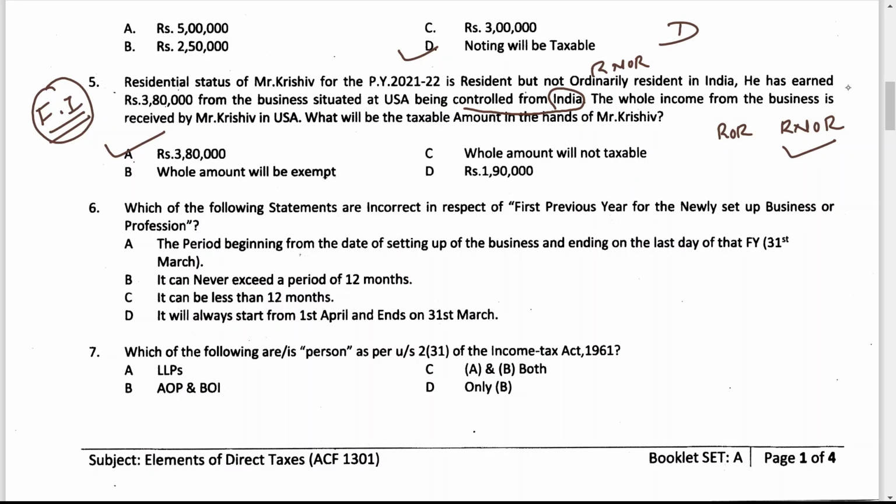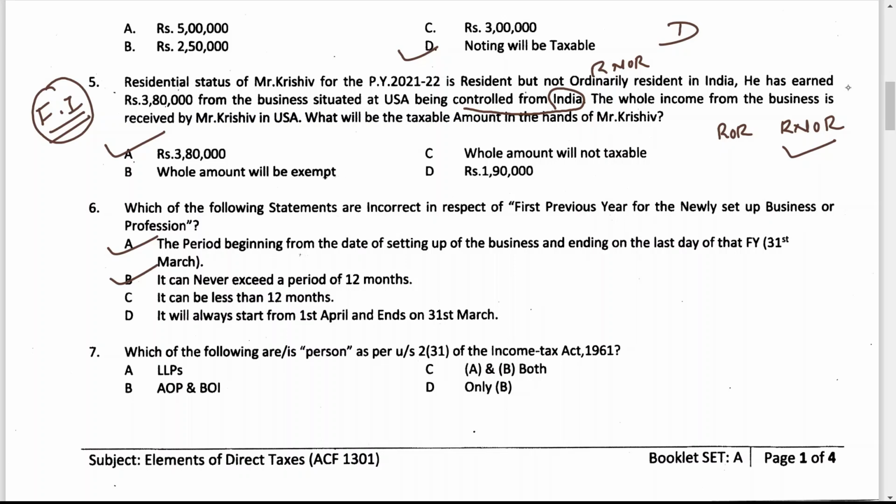The period beginning from the date of the setting up of the business and ending on the last day of that financial year, that is 31st March. This is the correct year, because whenever you start the business, that date becomes your start date and obviously it ends on 31st March of that year. It can never exceed a period of 12 months. Yes, it is also correct, because for the first previous year or any previous year, the total duration is not more than 12 months. Then next one: it can be less than 12 months. It is also possible, because the first previous year can be less than 12 months.